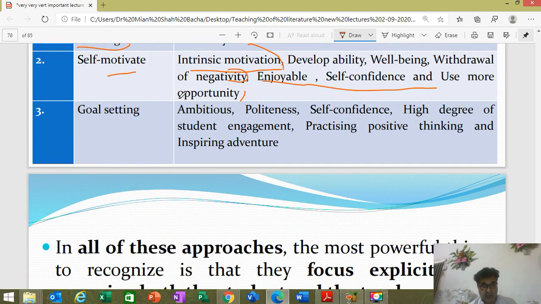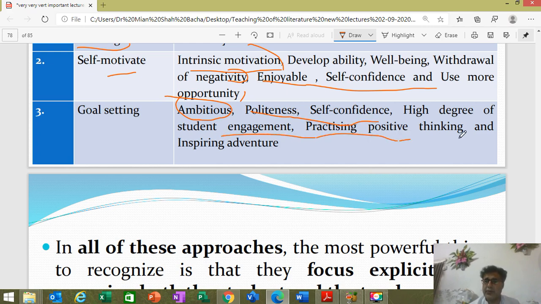Though ambitious is a little bit negative, we are using it with a very positive connotation here. Ambitious means a student should not be static. He should aim higher in order to become something. He should show politeness, self-confidence should be there, a high degree of student engagement, practicing positive thinking, and inspiring adventure.